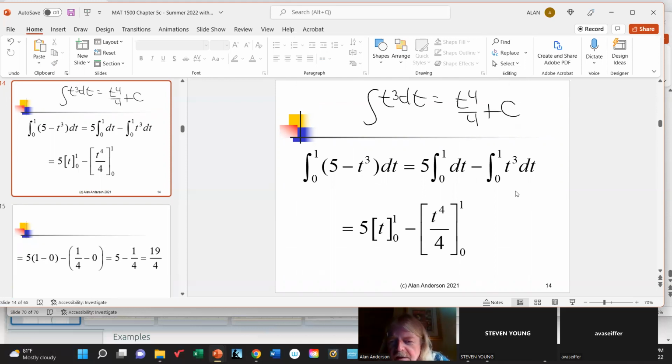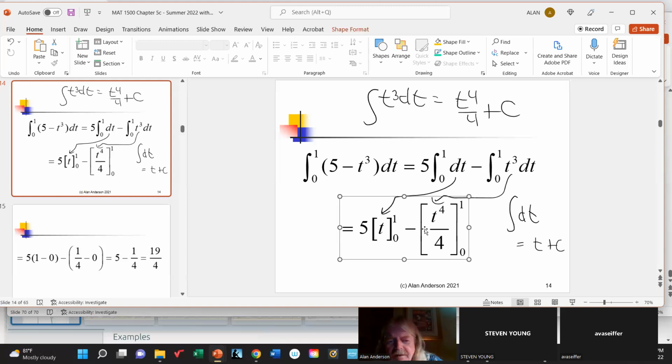The integral of dt is simply t plus C. So we've got t over here, right there. Okay, and then the t cubed became t to the 4th over 4. So now evaluating this one is very straightforward because the two limits of integration are 0 and 1. So this is a very simple case.